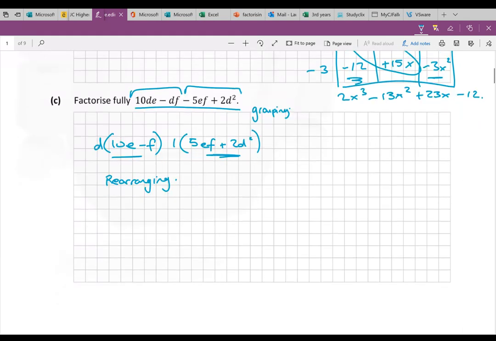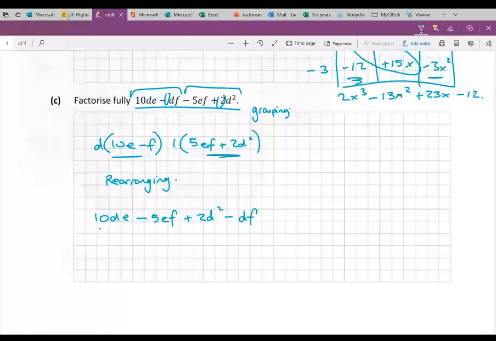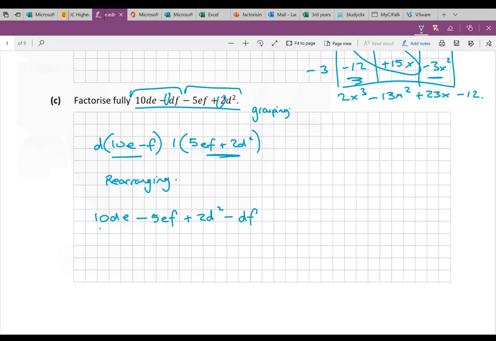So I have 10de, and I'm going to match that with minus 5ef. The sign has to come with it. Now I started with the bigger number, so I'm left with a 2 and a 1 effectively. So if I started with the bigger number here, I'm going to start with the bigger number for the second one, minus df. And more importantly, the minus sign is in the second position.